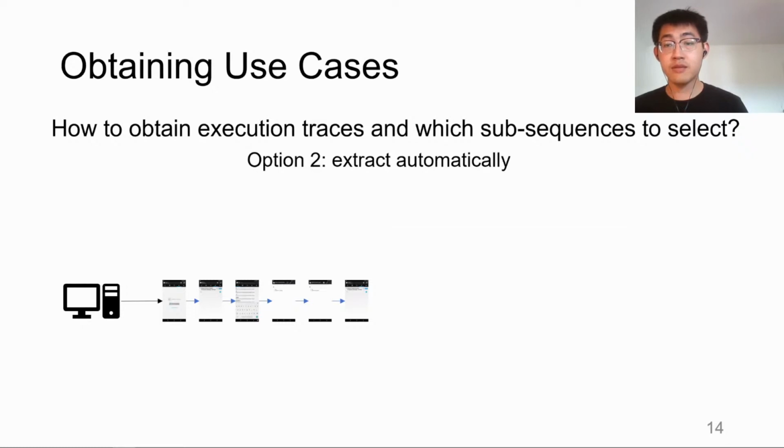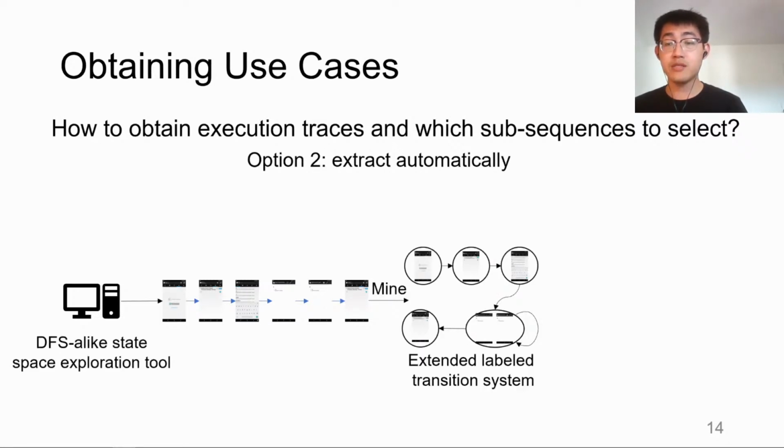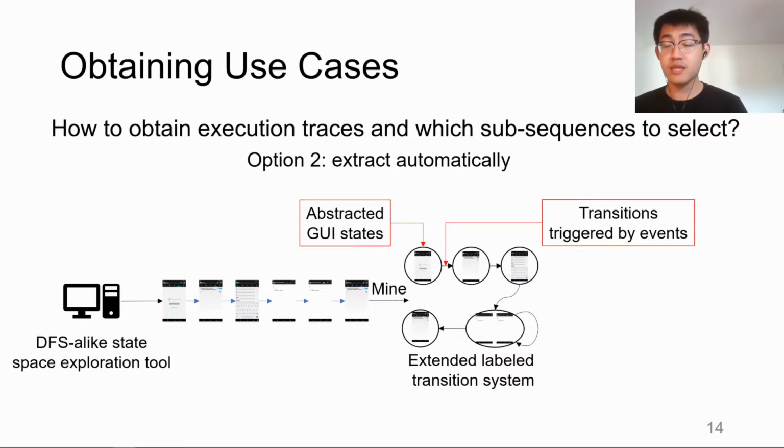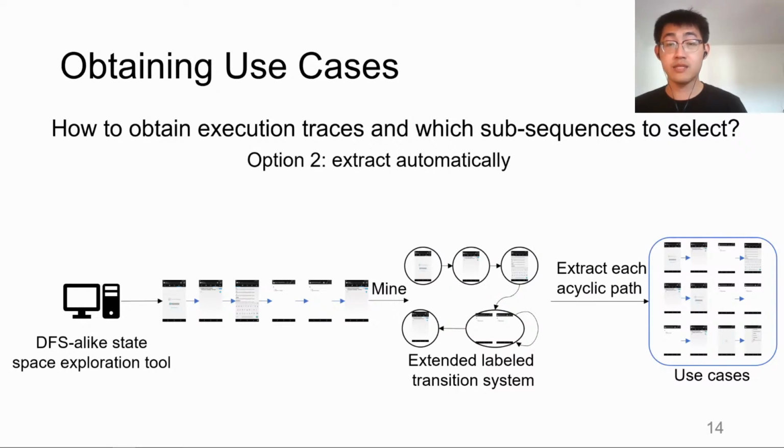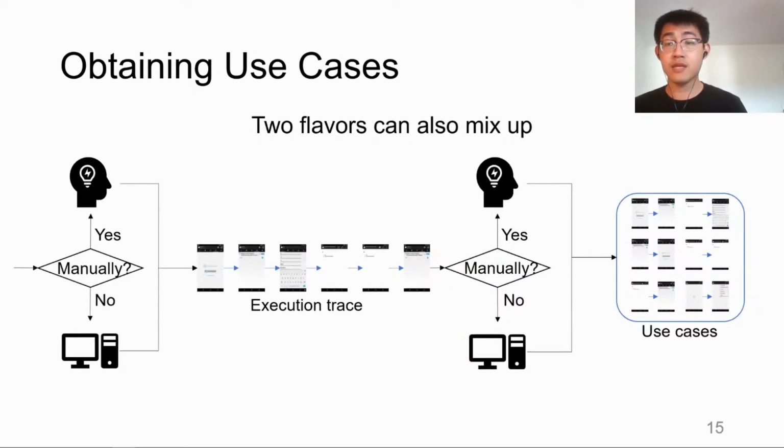Meanwhile, automated testing techniques can generate execution traces containing fragments of use cases. In our ComboDroid framework, we implement a DFS-like state space exploration tool to provide such traces. Then the use cases can be mined with an extended labeled transition system, where each state is an abstracted GUI state, and each transition is triggered by an event. With this model, we connect subsequences that can compose a use case, such as the 2 transitions in red. Finally, we extract each acyclic path from the system as use cases. Note that these 2 flavors can also mix up according to the tester's preference.